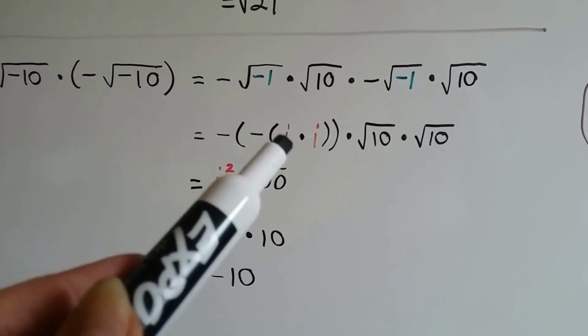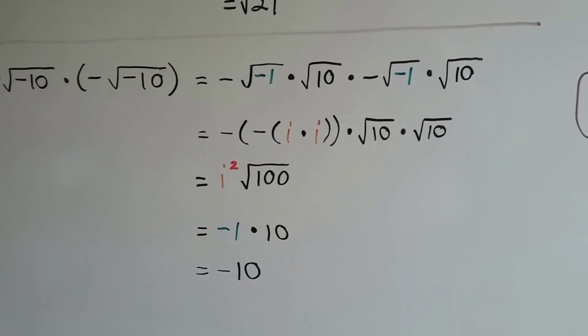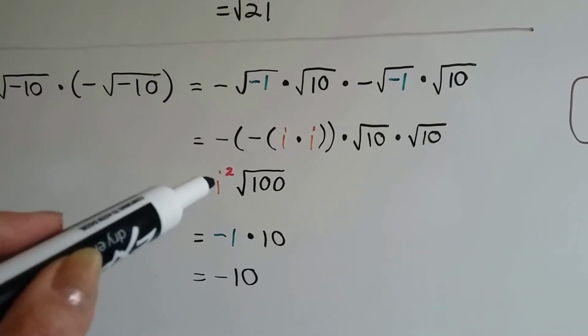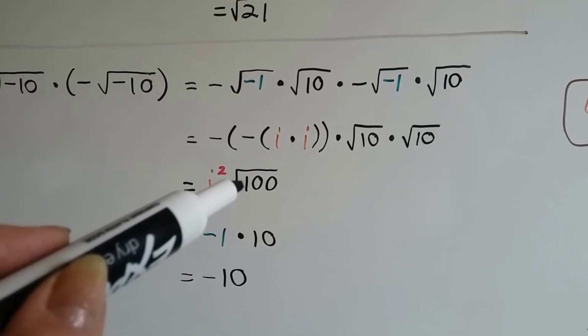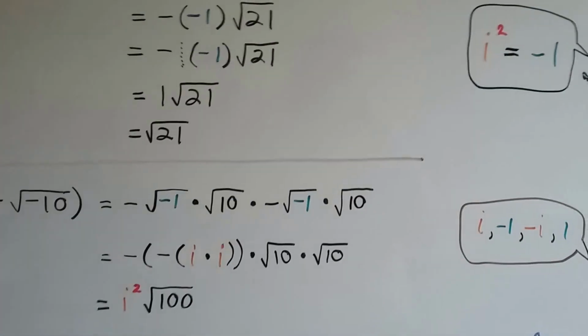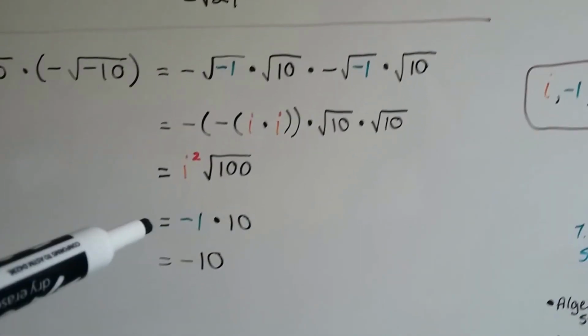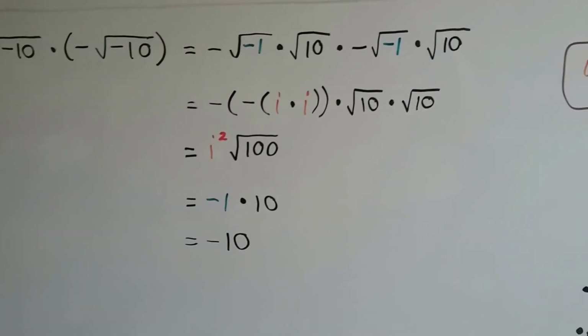So we've got i times i, which is i squared. So now we've just got i squared times the square root of 100. And square root of 100 is a 10, isn't it? And we know that i squared equals a -1. So now we have -1 times 10, which is a -10. See?